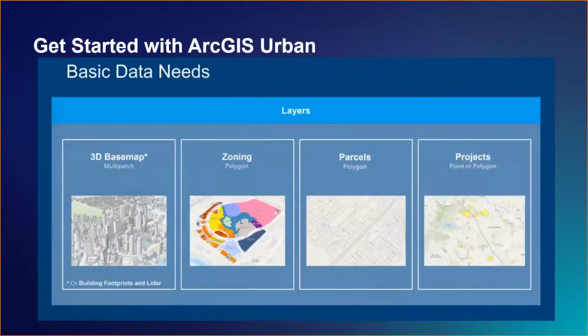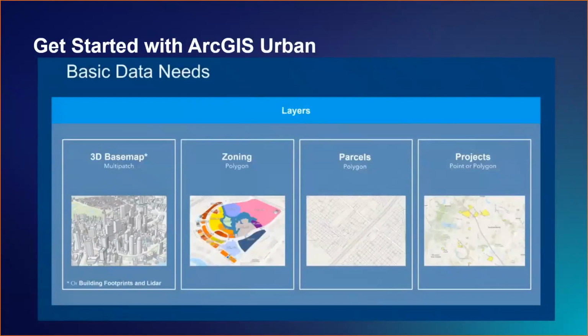To work with ArcGIS Urban, you will need an ArcGIS Urban license and an ArcGIS Online account with a publisher or creator role. These are the essential pieces that you'll need to get started. Urban can design 3D scenarios. The first step to start is by establishing a 3D base map in ArcGIS Pro and publishing it as a scene layer or a web scene in ArcGIS Online.